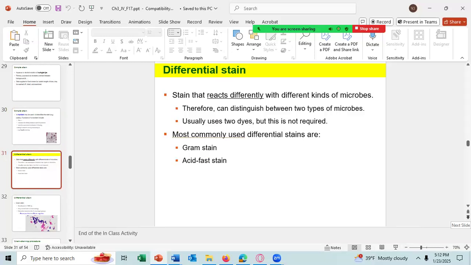In a simple stain, all the cells will stain with the same color. In a differential stain, usually the stain reacts differently with different kinds of microbes, and therefore you can distinguish between two types of microbes. Usually, two dyes are used in the differential stain, but that is not required. The most commonly used differential stains are the Gram stain and the acid-fast stain. Both of these differential stains do use two different dyes. Any question about any of that?